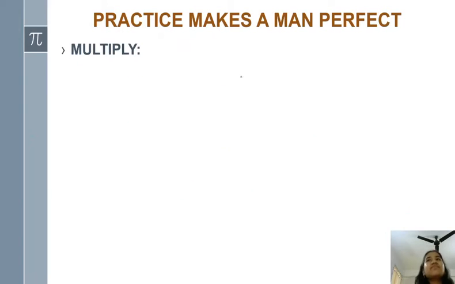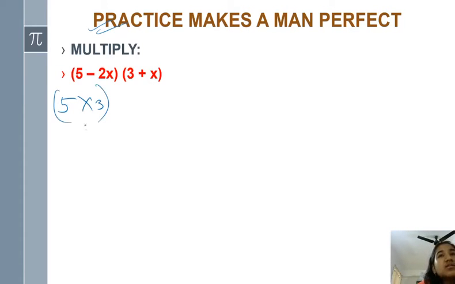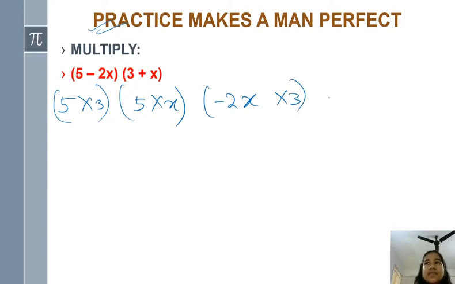Okay, now practice makes a man perfect. This is a very common quote or proverb you have heard. Let's multiply 5 minus 2x and 3 plus x. So what you are going to do, as I had informed you earlier, is split the 5 to 3 and then to x, and then minus 2x into 3 and then to x. So 5 into 3, then 5 into x, then minus 2x into 3 will be minus 6x, and minus 2x into x.